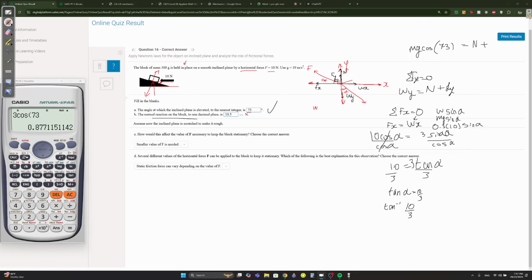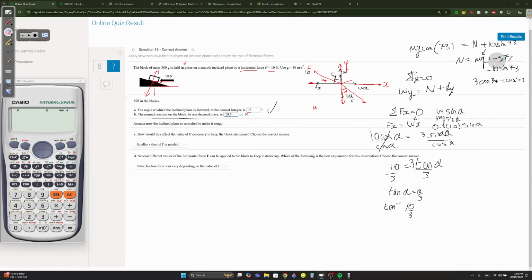What is Fy? It's the force 10 sine. Why sine? Because the angle is with the horizontal. 10 sine the angle, which is 73, right? So 10 sine 73. So N is equal to mg cosine 73 minus 10 sine 73. mg we said is 3, so 3 cosine 37 minus 10 sine 73. Do it on your calculator.